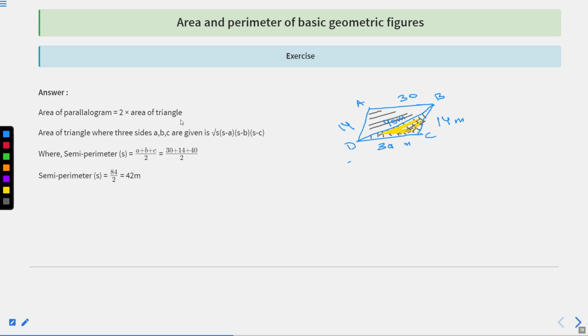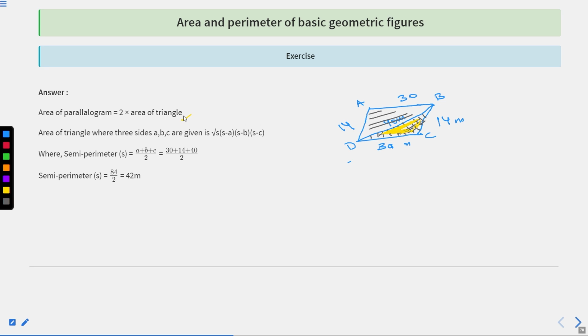Okay. So area of parallelogram will be twice of area of triangle. And now when I say area of triangle, two formulas should strike your mind immediately. First of all, the formula that uses base and height, that is half into base into height. And another formula that is Heron's formula. So Heron's formula involves the sides of the triangle. And here also we have sides of the triangle.